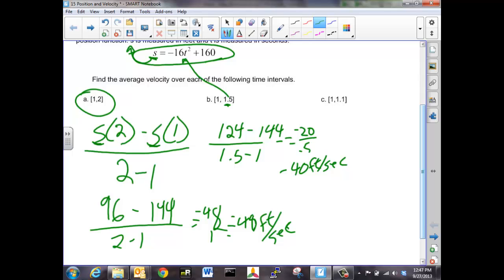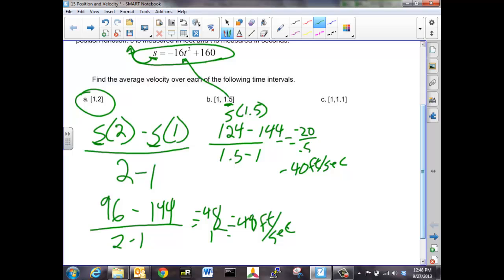Okay, the 124, this is the position at 1.5 seconds. So I put 1.5 into this equation up here for t, and think of that as my x number. This is the time, 1.5. It doesn't matter. I could have done s of 1 minus s of 1.5. It doesn't matter as long as I'm consistent with it. Yeah, but then the bottom would be negative, so you'd still wind up with a negative number.